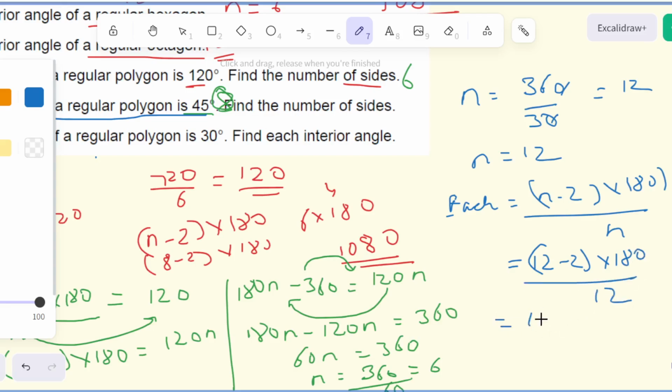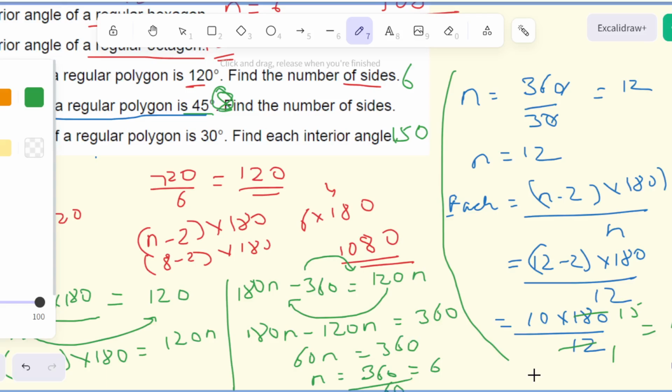And 12 minus 2 is 10. 10 times 180 divided by 12. And I think 12 and 180 will cancel with 15, because 15 times 12 is 180. And 15 times 10 is 150. So 150 is each interior angle. Make sense? Okay. Yeah, this is your question's solution.